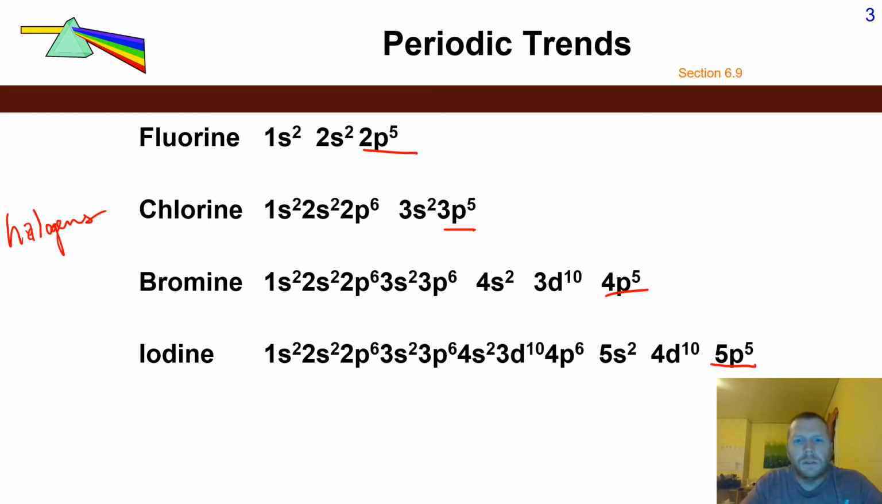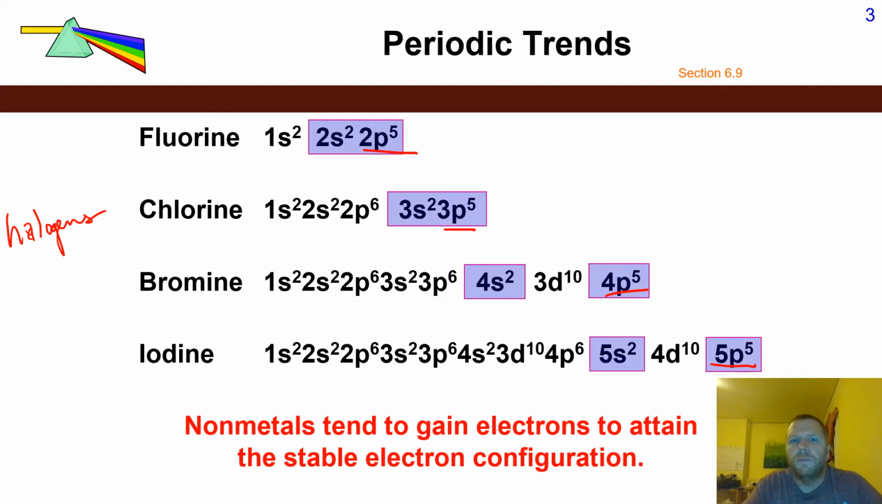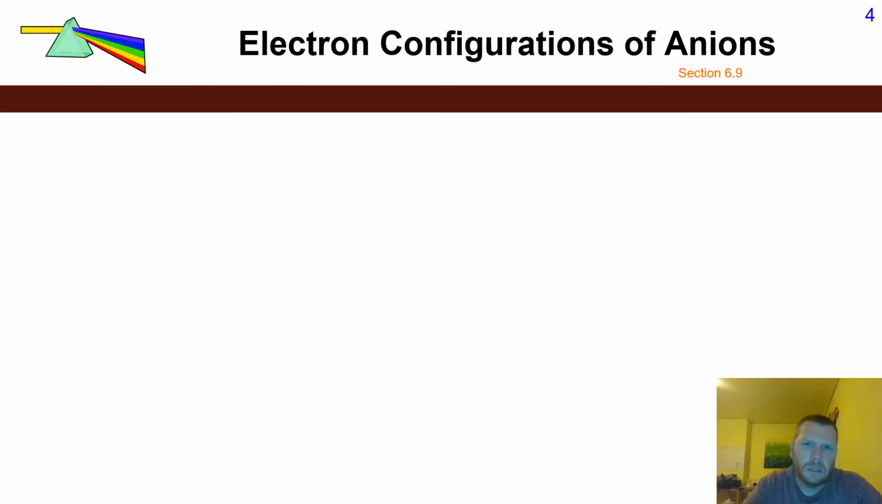And so generally what that means is these nonmetals, these are examples of nonmetals, they tend to gain an electron in order to attain a stable electron configuration. So fluorine, for instance, will gain one electron, and now all of a sudden has the same electron configuration as a noble gas. It has a 2s2, 2p6 electron configuration like neon. We're going to see that in just a second.